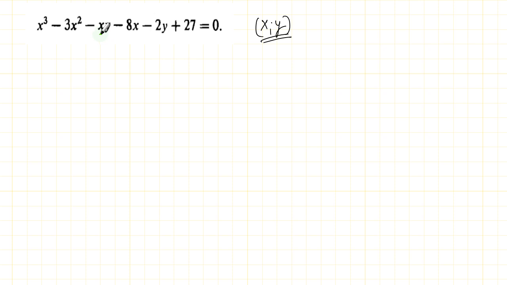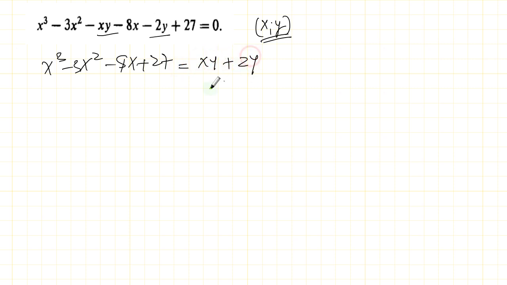So guys, if I send this one to the right side of the equation, because I want to isolate y, I'm going to have x to the 3 minus 3x squared minus 8x plus 27, and this is equal to xy plus 2y. From here you can see that I can factor this to be x plus 2, which multiplies y.